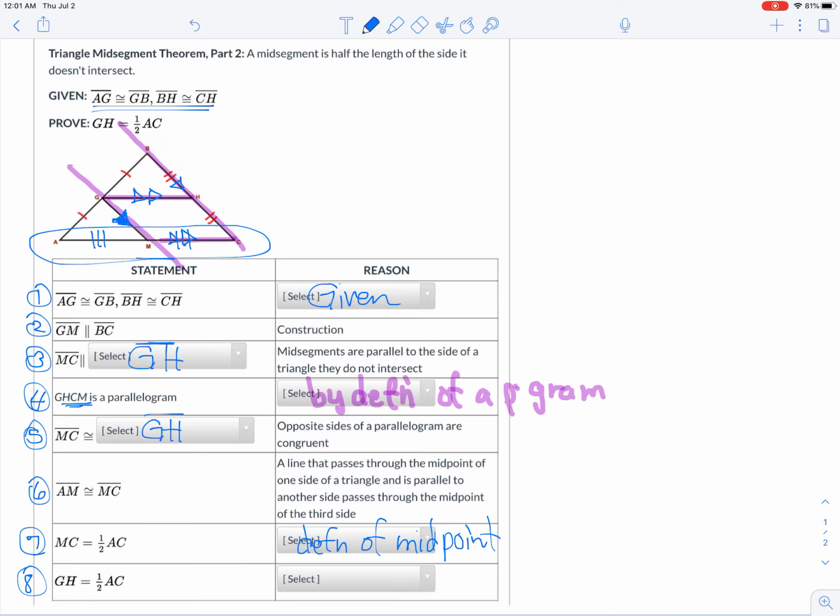Now, what do we have here? Now we've got the last step. GH is 1/2 of AC. Well, GH was here, and MC is half of AC, and GH is congruent to MC. We made a nice little substitution there. GH is half of AC. Substitution.